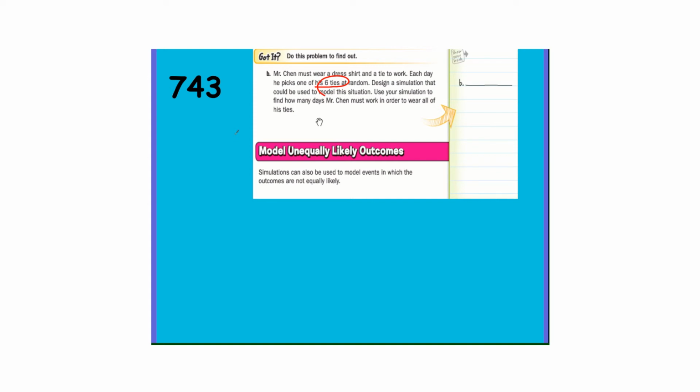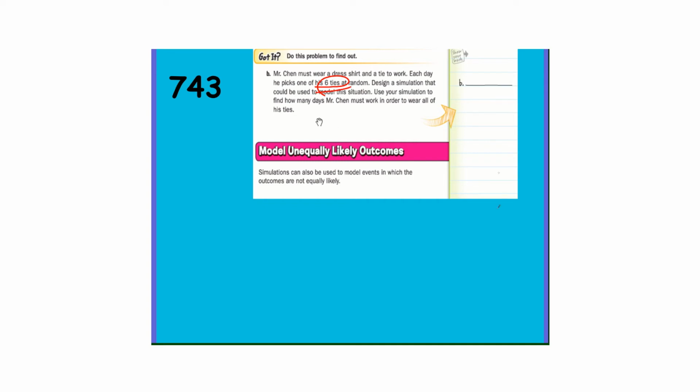Could you set a spinner with 6 equal sections? Yes. Could you set 6 different numbered cards in a hat? Yes, that would work too. But if it's 6, lots of times that's a number cube. So with a number cube, you toss it until all 6 numbers have been rolled.